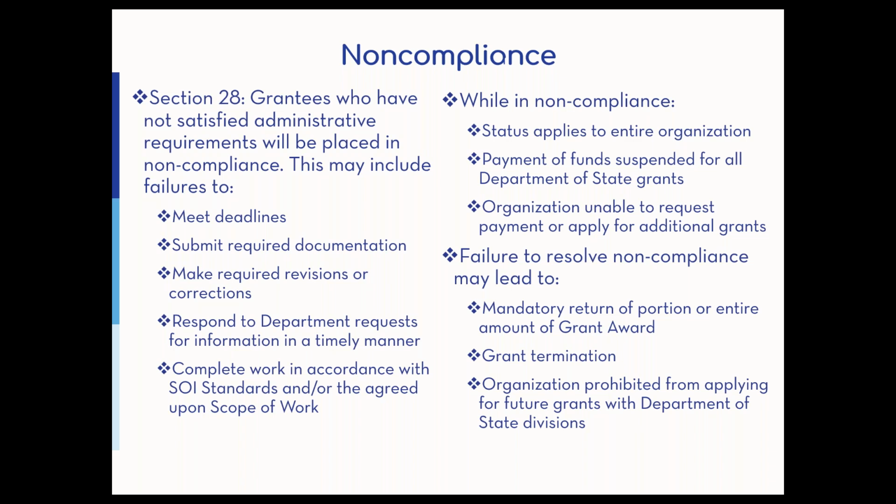So if you are a university that has multiple grants with us because you have multiple departments or entities that have grants under you, no one with that same FEIN can get a payment. It affects the entire organization. If you are in non-compliance for a long time and it doesn't get resolved, you could be required to return any funds that you've already been given, or we could just cancel the grant. So don't do that. I know no one's going to do that, but it does bear mentioning.